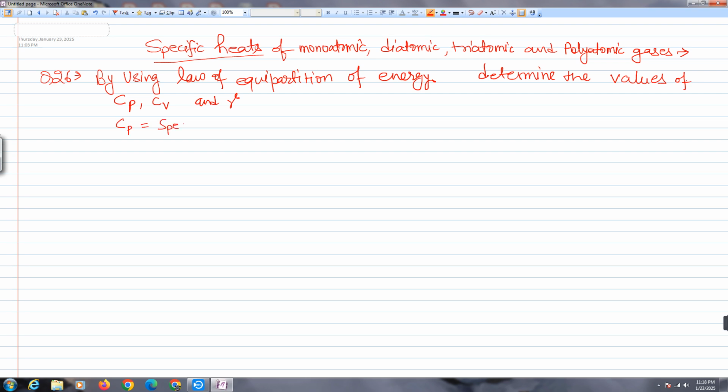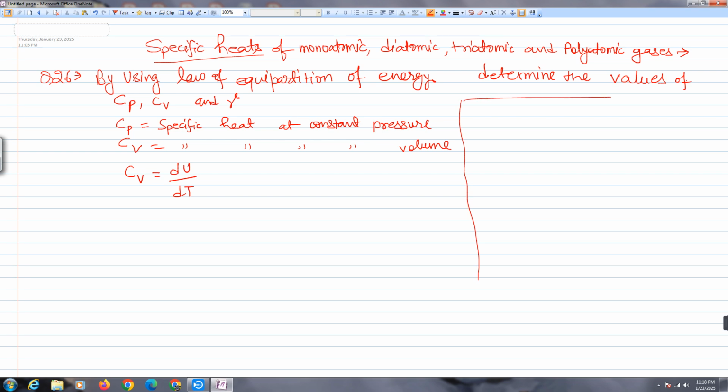Cp is specific heat at constant pressure, correct? And what is Cv? Cv is specific heat at constant volume. So first we will find here Cv. The formula to find the value of Cv is dU upon dT. So first let me tell you from where we are getting this formula.